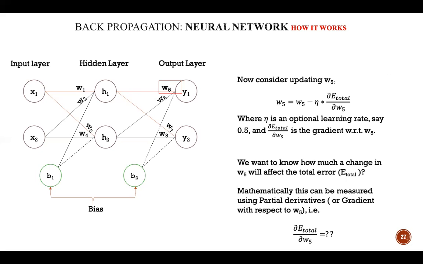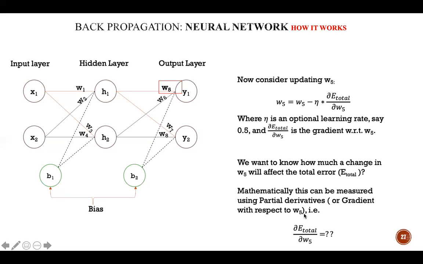Now, what do we want? We want to know how much a change in this specific weight here will affect my total error. In other words, I want to know the change that I make in W5 and its effect on my final error. Mathematically, this can be measured using a partial derivative, or gradient, with respect to W5.